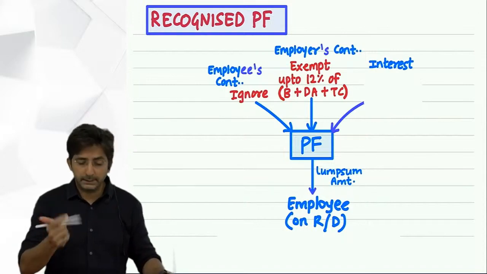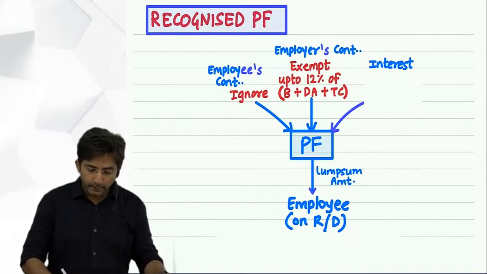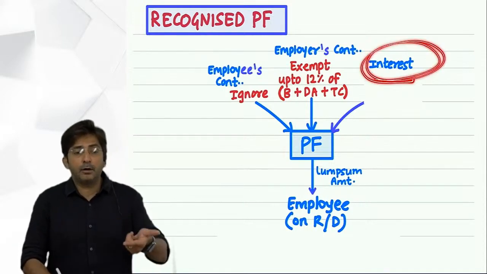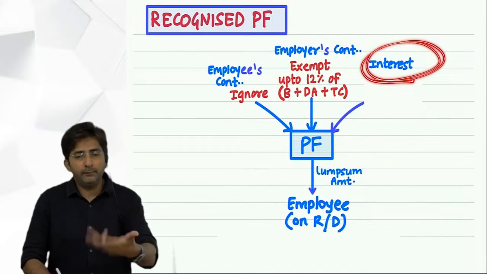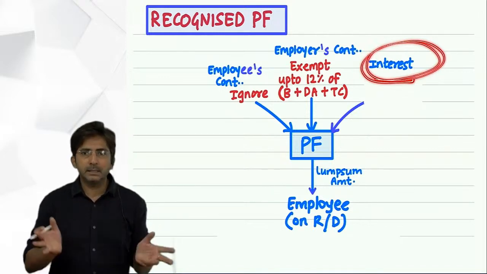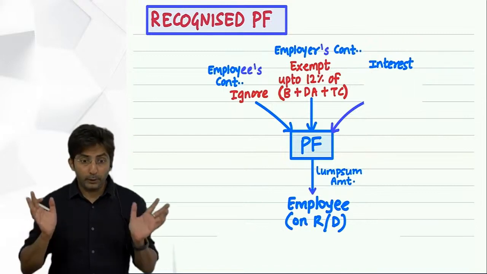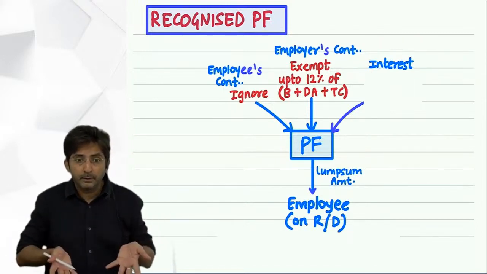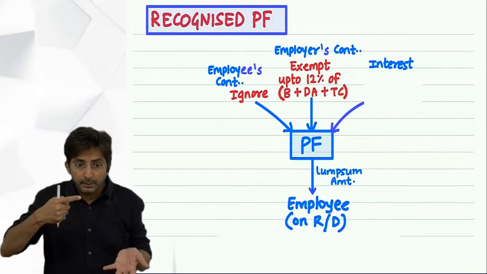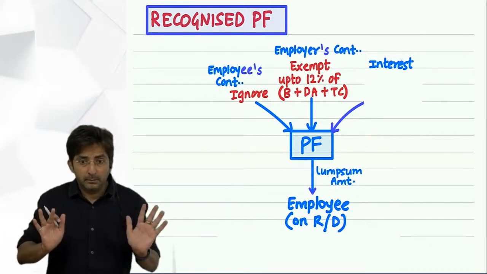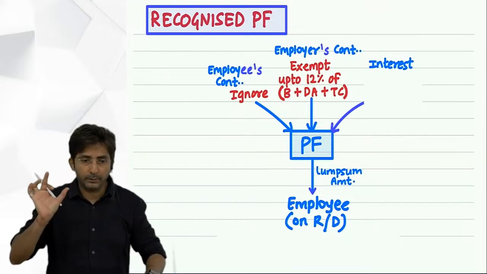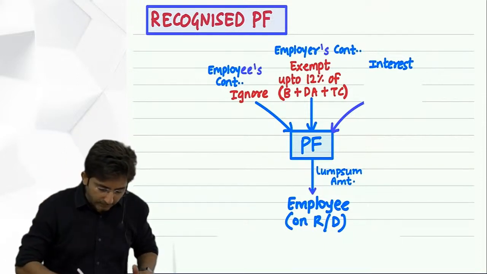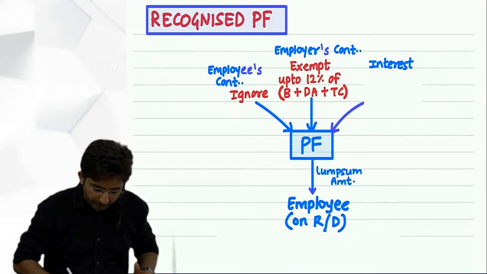What the law says is, if in your provident fund you are getting interest at the rate of 9.5%, we will exempt it, as it is a reasonable rate of interest. But if you are getting interest of 12% or 15% in your provident fund, meaning this is the rate of interest, then it will be taxable. Not fully, partly. So here it is exempt up to 9.5%.